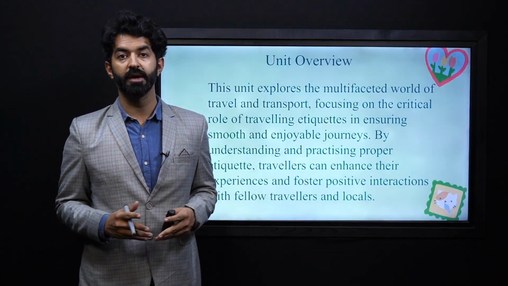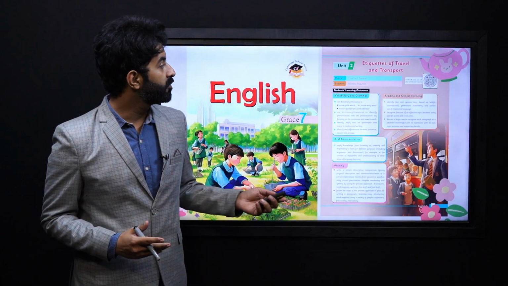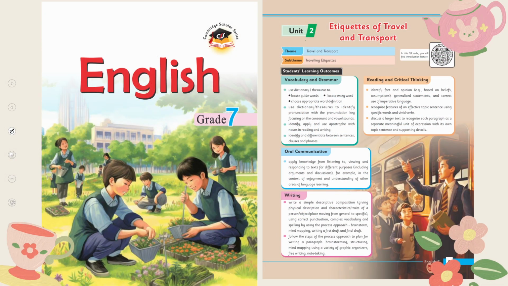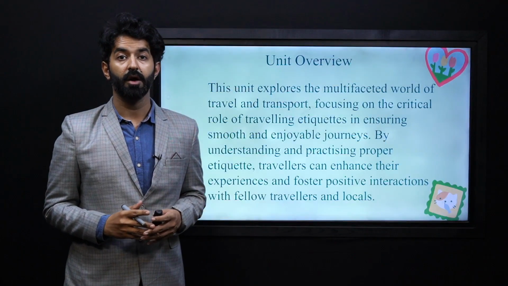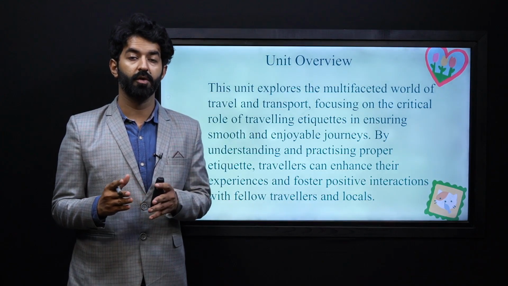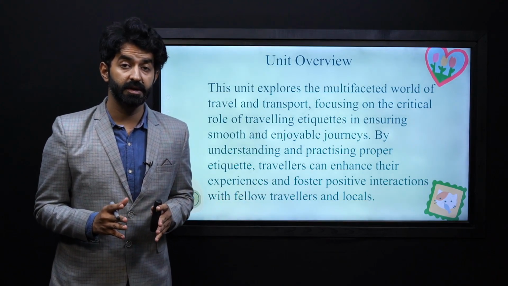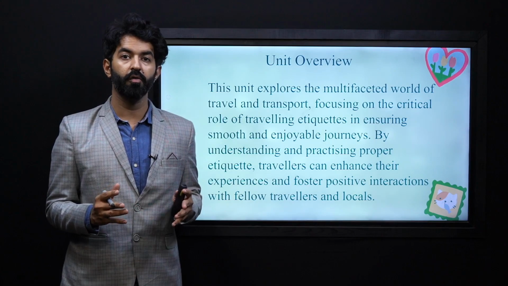My dear learners, we are dealing with grade 7 unit number 2. You know that, and we will be talking about the topic, the title, etiquettes of travel and transport. This is unit number 2 and the theme is travel and transport with the sub-theme of traveling etiquettes. So I hope that you have thoroughly read the lesson. Now let's talk about all the lessons, the video lectures and the SLOs that we are going to cover in them one by one. But first let's see a very simple and quick short overview of the lesson.